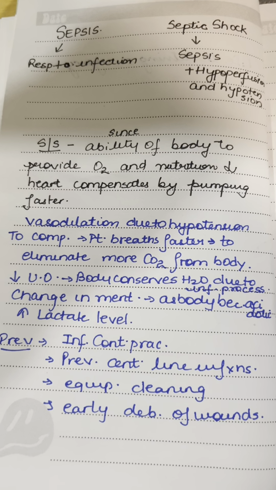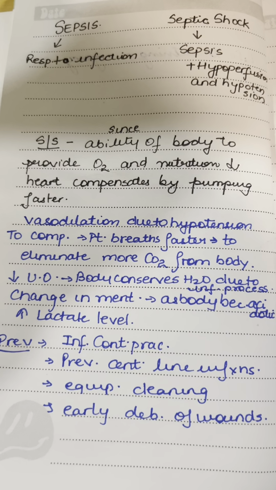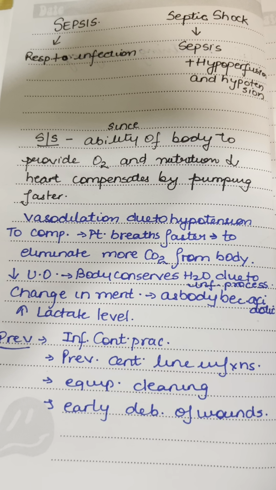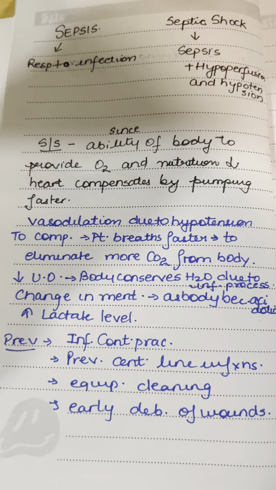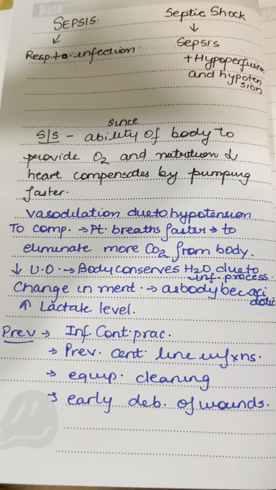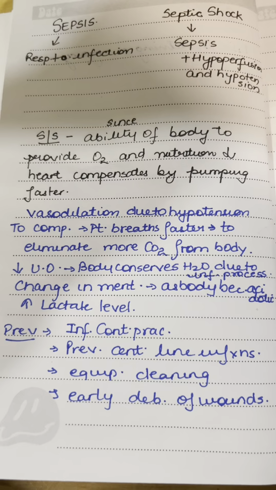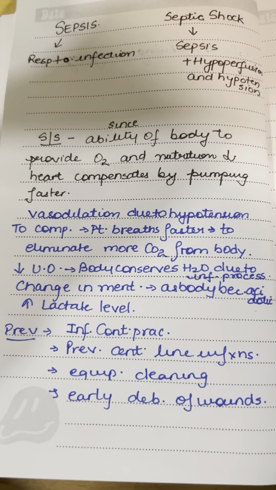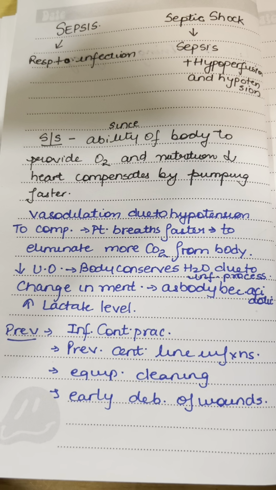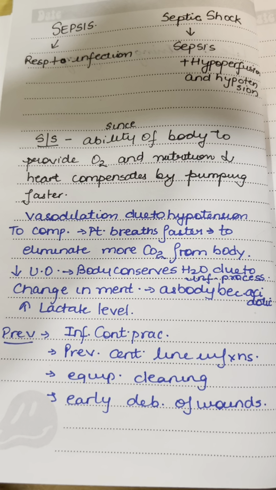So what does the heart do? The heart starts compensating by pumping the blood faster, right? So you will see vasodilation due to hypotension. You will see the patients breathing faster because they want to eliminate more CO2 from their body. You will see decrease in the urinary output because the body wants to conserve the water to prevent dehydration due to the infectious process. You will see change in the mental status.